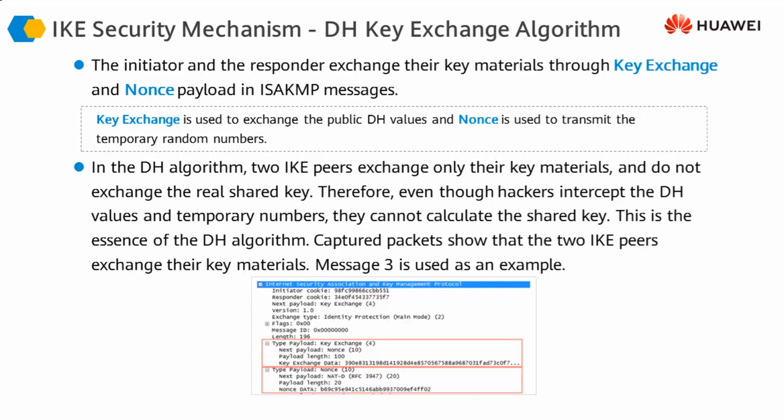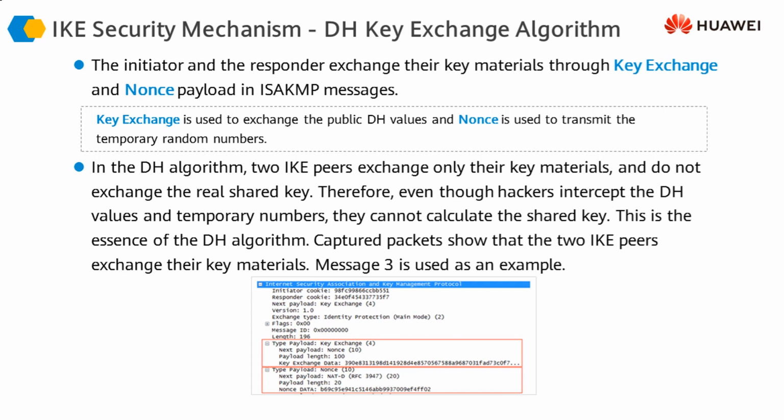In the DH algorithm, two IKE peers exchange only their key materials and do not exchange the real shared key. This is extremely important to understand: at no time do we exchange the actual keys between the two peers, because if we exchange the actual keys, somebody sitting in the middle can pick up that communication and know the key, and therefore decrypt the traffic that is going to be exchanged eventually between the two peers. Therefore, even though hackers intercept the DH values and temporary numbers, they cannot calculate the shared key. Since the keys are not being exchanged directly, even if somebody picks up the communication, they cannot understand the key, at least not easily. This is the essence of the DH algorithm.